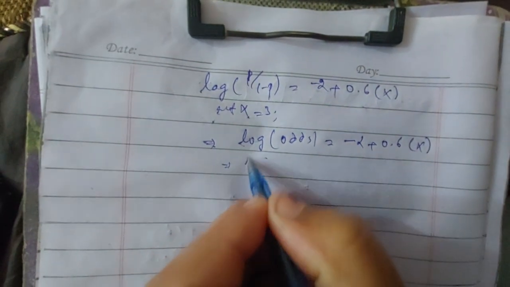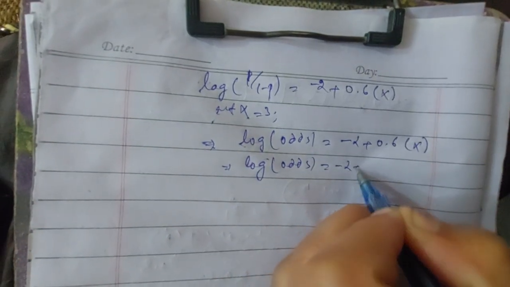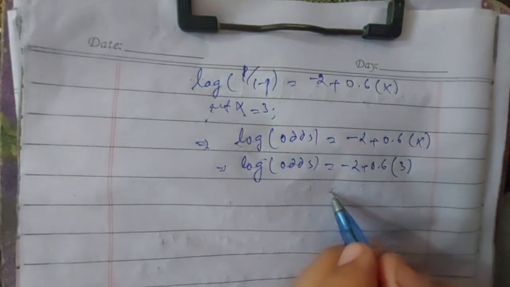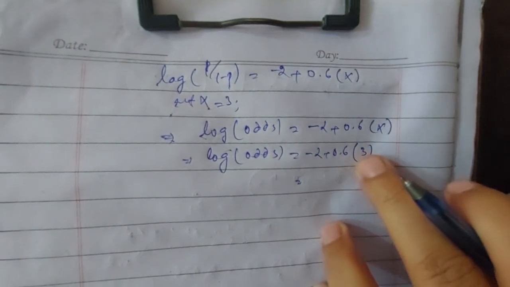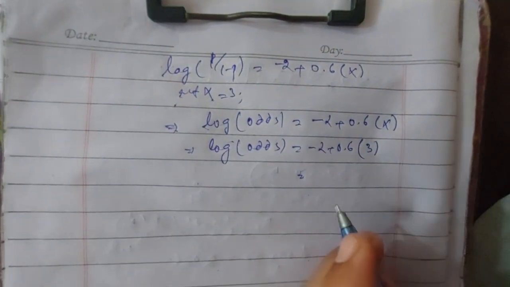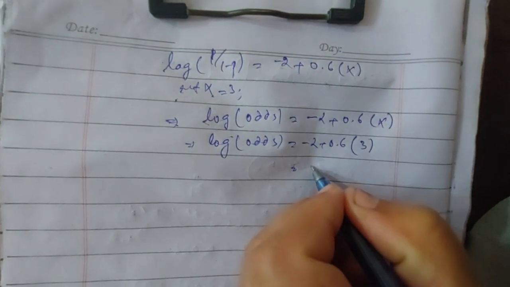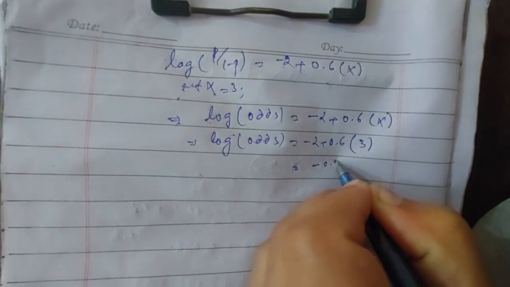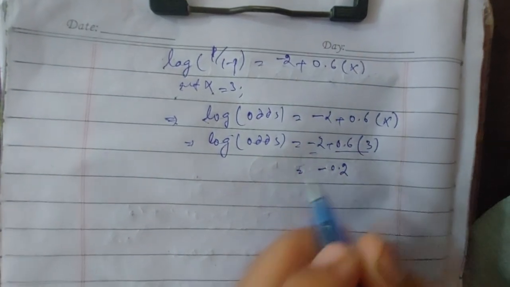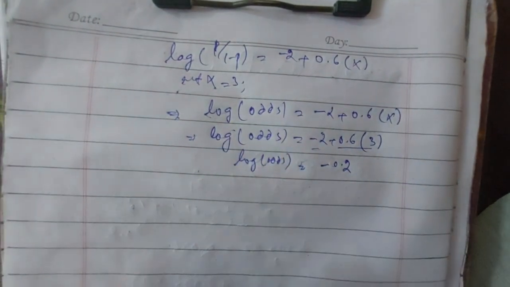Now log of odds is equal to minus 2 plus 0.6 into 3. I have put x is equal to 3 over here, so 6 into 3 is 18, so it will be equal to about 1.8. So minus 2 plus 1.8 will be equal to minus 0.2. This is equal to log of odds. Now we need to define only odds.